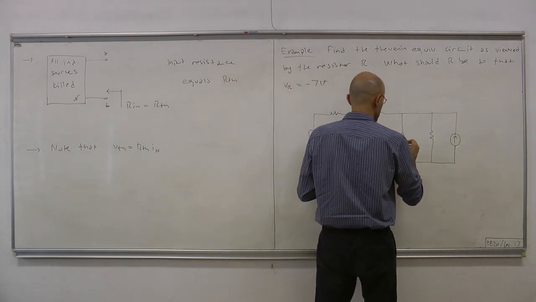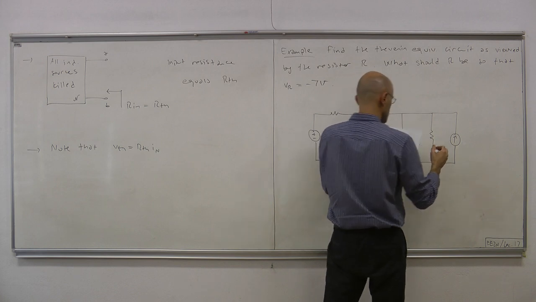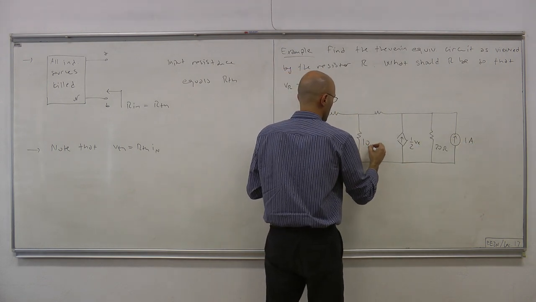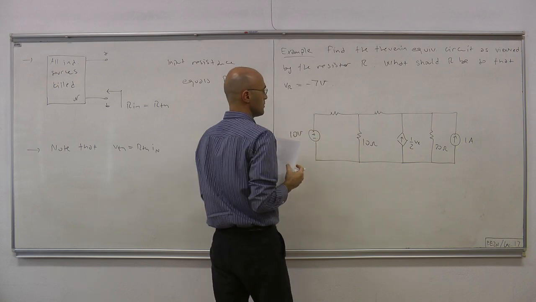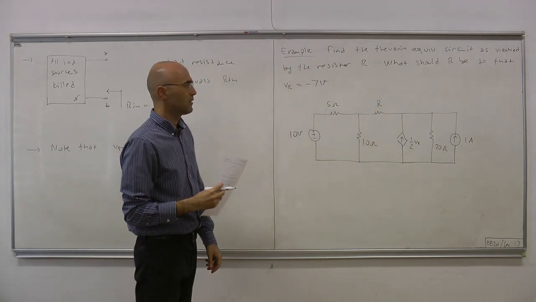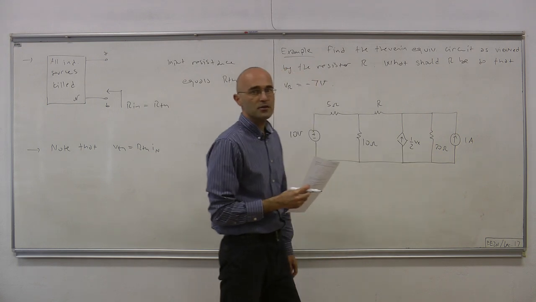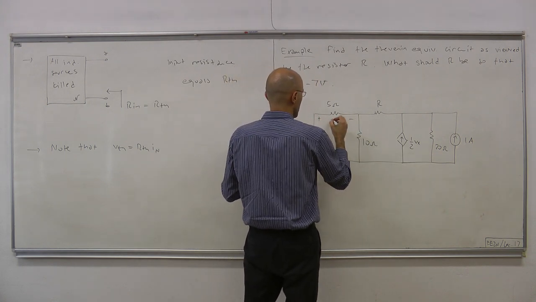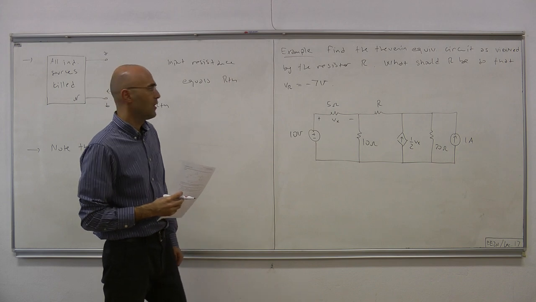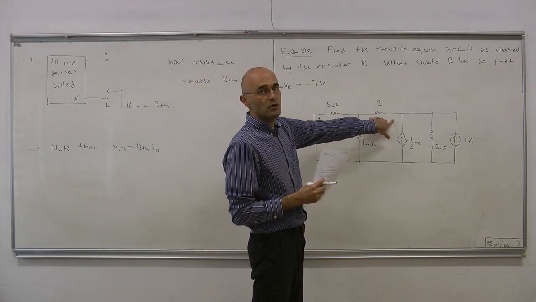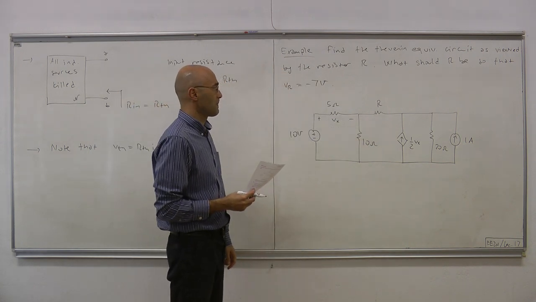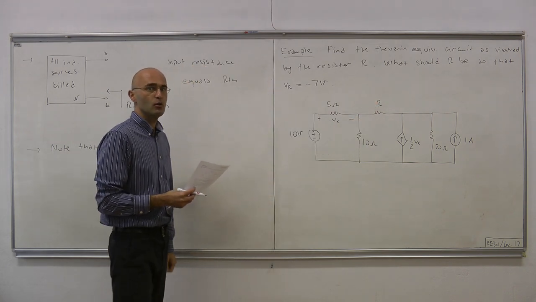Sources, one dependent source, one half Vx, 20 ohm, 1 amp, 10 ohm, 10 volts, 5 ohm, and this R is our design parameter. Okay? And the control variable of this dependent source is the voltage drop across the terminals of the 5 ohm resistor. Now, seen from the terminals of that resistor, this is a 1 port, and we're going to find the Thevenin equivalent of that one.